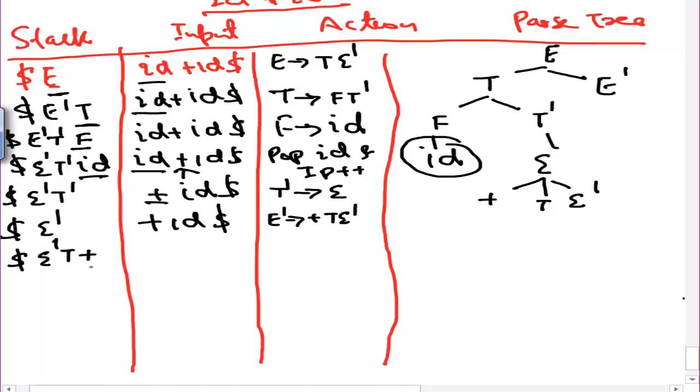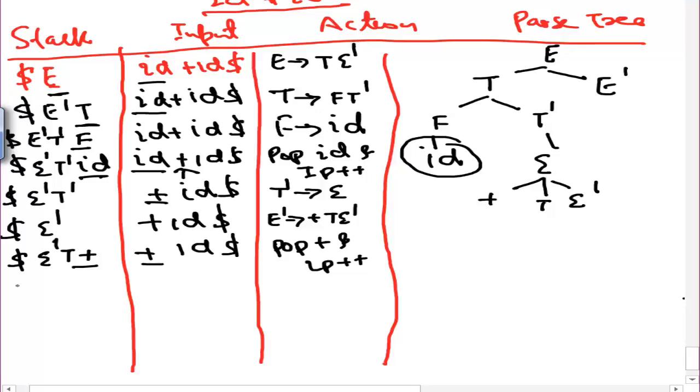So I have a plus on the top and I have plus id in the input, and again plus is on the top of the stack, and plus and input match. So what you do is pop the plus and increment IP plus plus, right?